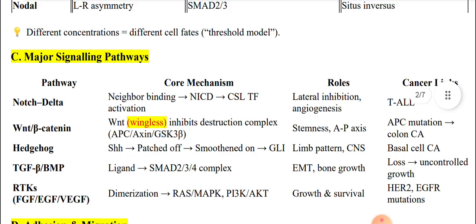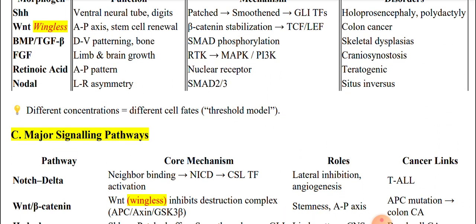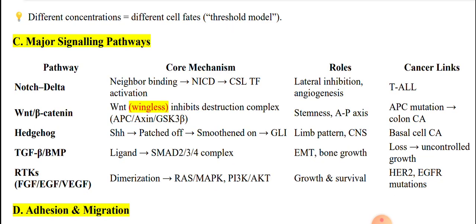So constant GLI activity. Constant GLI activity, driving expression of genes that promote cell survival, proliferation, and self-renewal. This constitutive activation is a hallmark of basal cell carcinoma, the most common type of skin cancer, and also some brain tumors like medulloblastoma. Makes sense. And then the big ones.